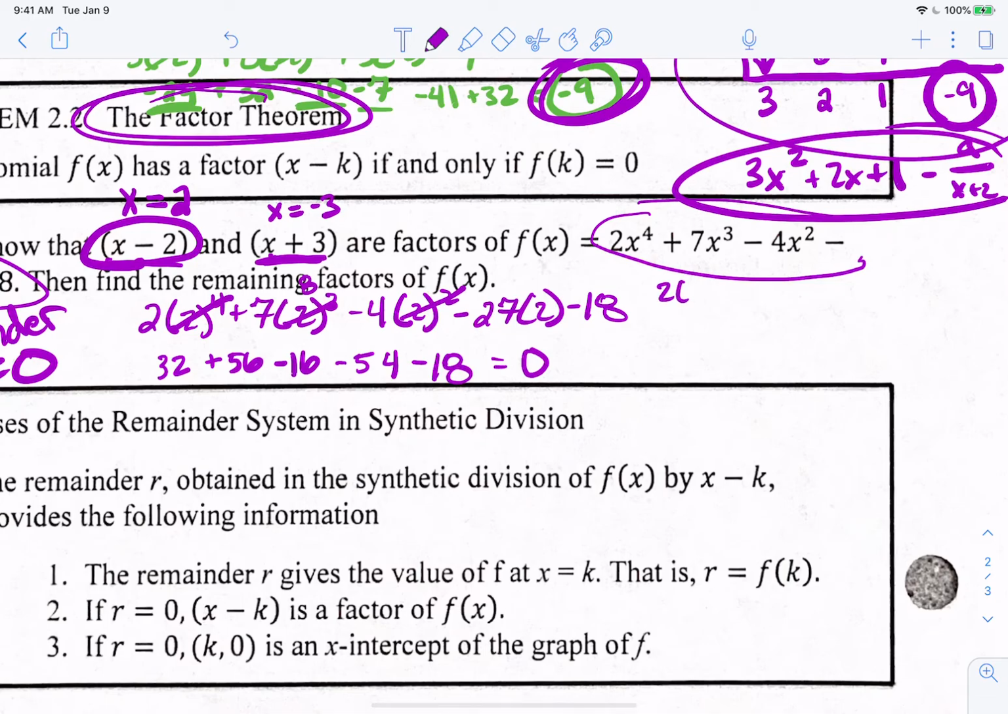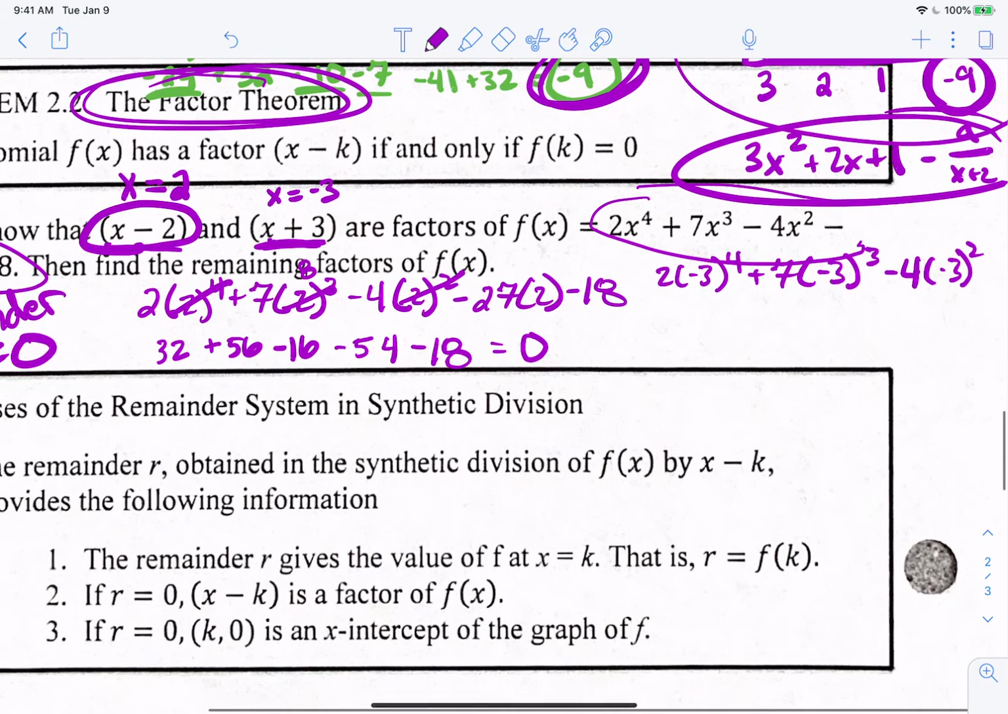So 2 times negative 3 to the 4th power plus 7 times negative 3 to the 3rd power minus 4 times negative 3 squared. I'm running out of room. Minus 27 times negative 3 minus 18. I think it comes out to be 0.